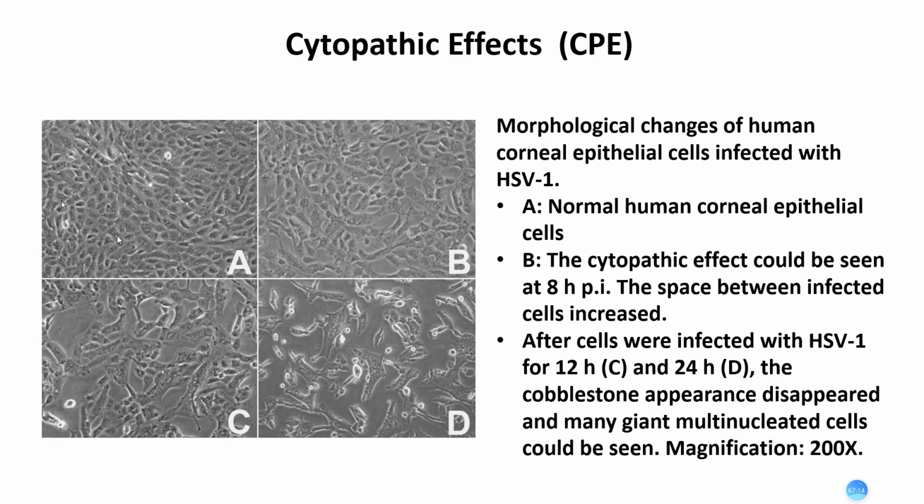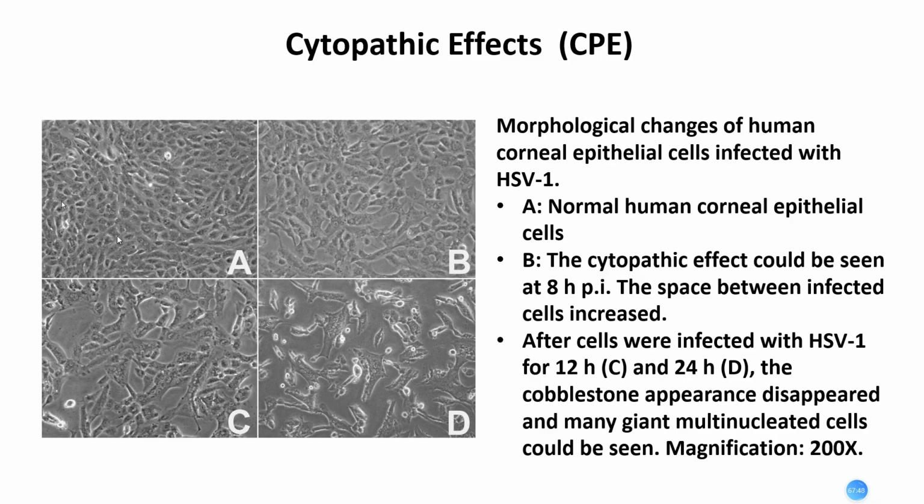Okay, so this is the CPE effect, the cytopathic effect. And from this picture, you can see that it's the human corneal epithelial cell cultured in the lab. In panel A here, this is a healthy cell which attaches to the bottom and forms a monolayer. And they show the typical structure, typical morphology.